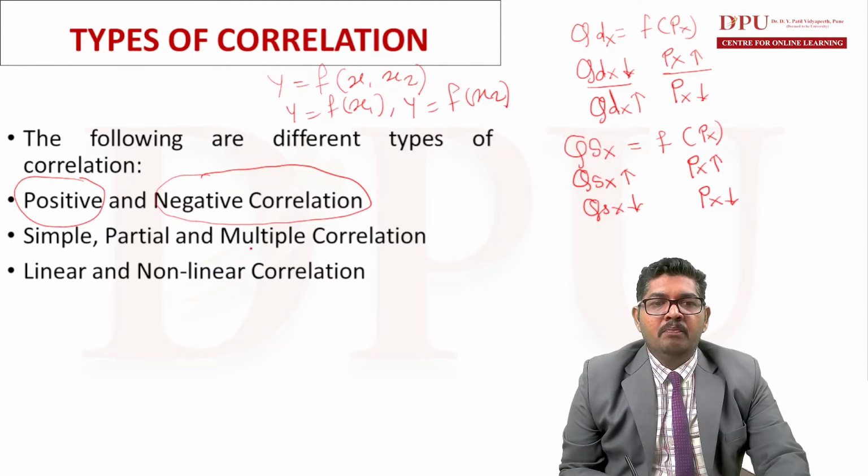And then there is multiple correlation. In multiple correlation, we study the relationship between the variables all at a time. Then linear and non-linear correlation. When there is a straight line function, we call it a linear function, and when there is a curve, we call it a curvilinear or non-linear correlation between the variables.